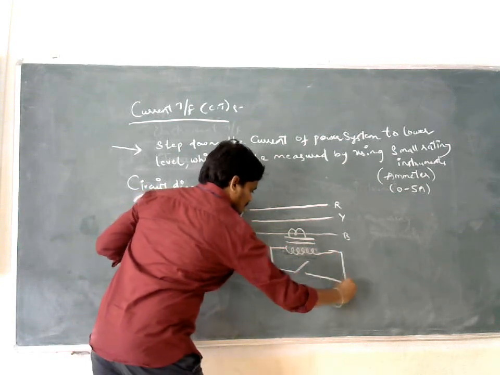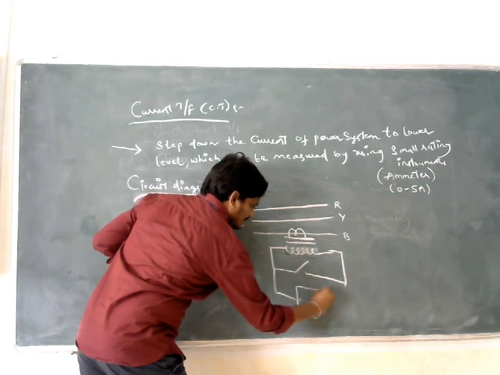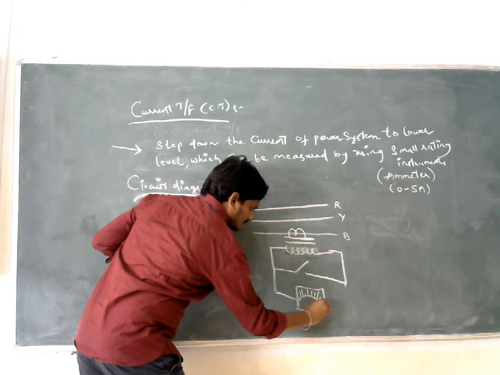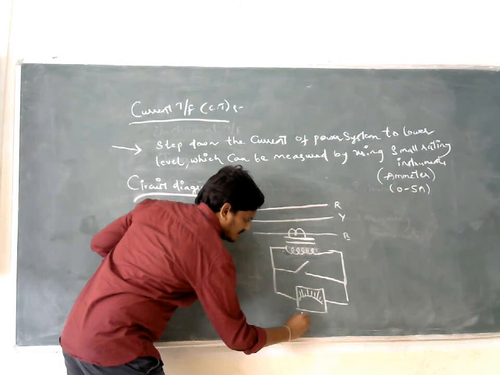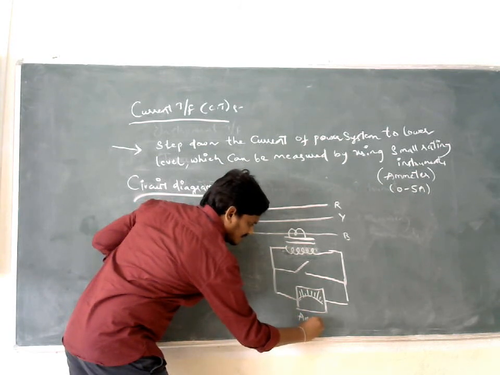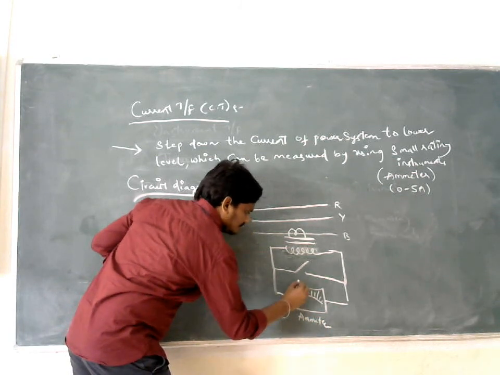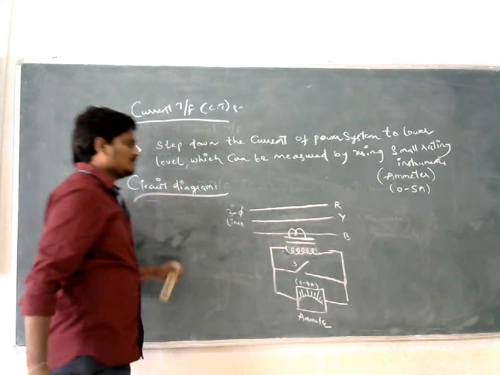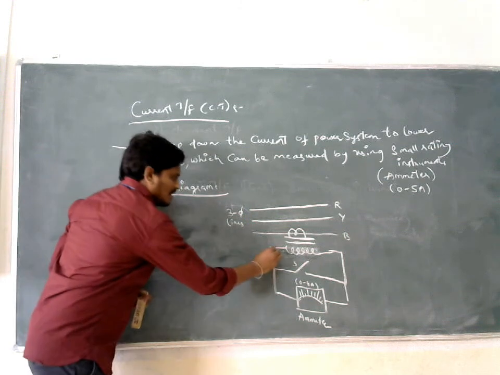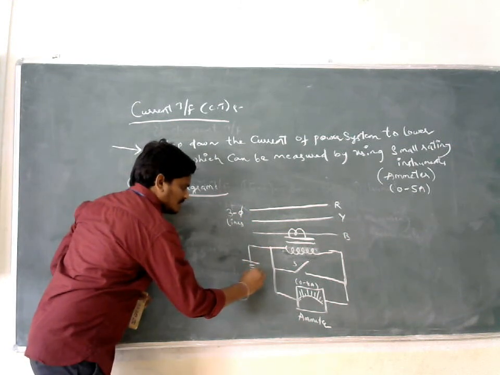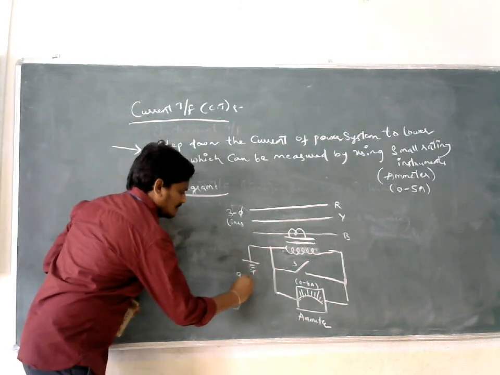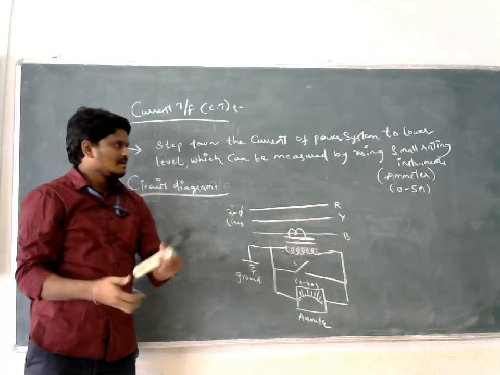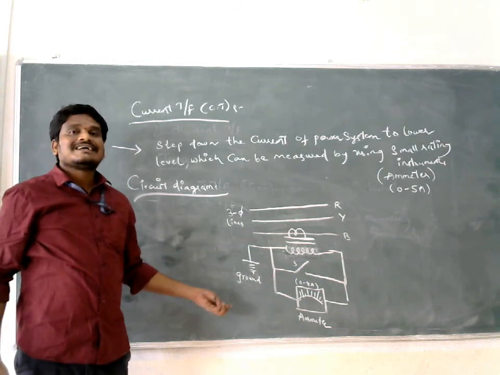This is the circuit diagram. I am drawing an ammeter here. Where the range of this ammeter is how much? 5 amps. This is switch S. I am going to ground one of the terminals of secondary here. Ground or earthing. This is the circuit diagram of a current transformer.